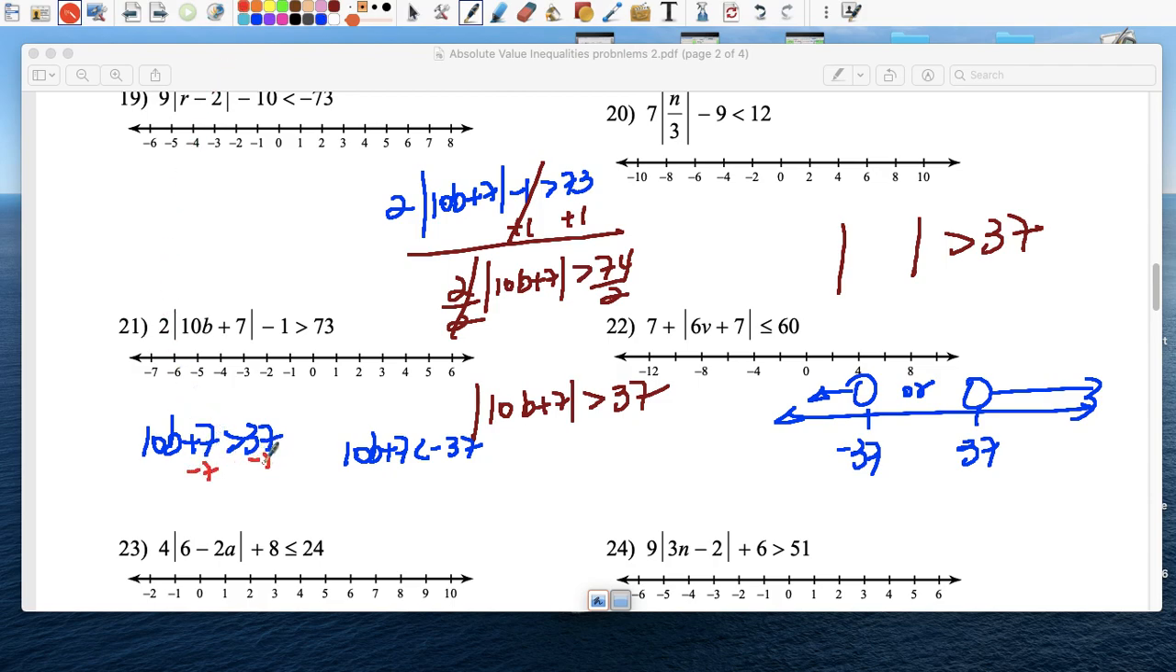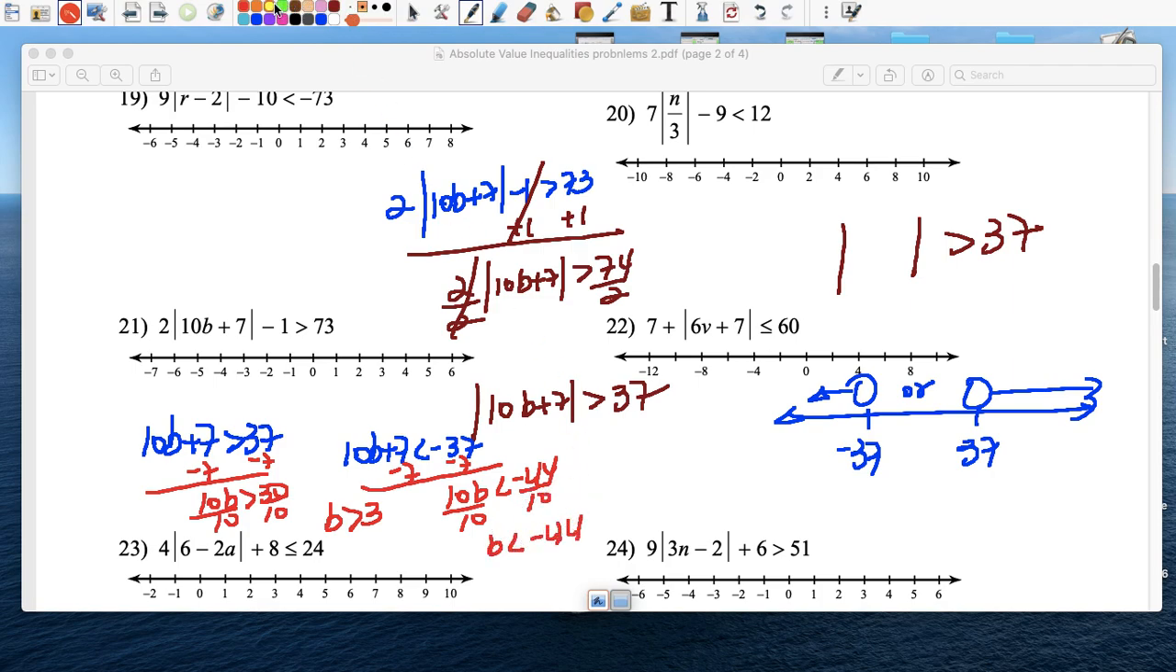Minus 7, we get 10b greater than 30. Divide by 10, divide by 10. So b is going to be greater than 3. So one condition is that. The other one, we're going to do minus 7. Get 10b less than negative 44. Divide by 10, divide by 10. b is less than negative 4.4.